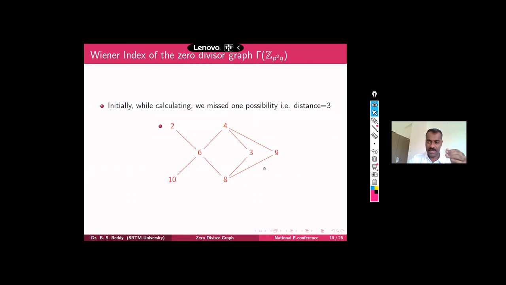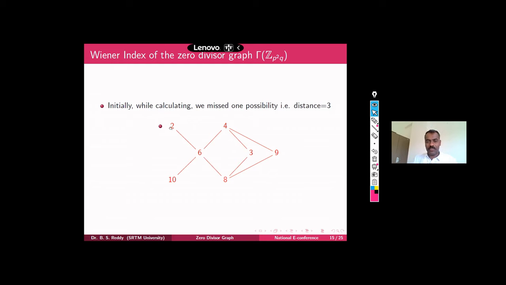If you see this example, yesterday we calculated this Z12, right? This is the zero divisor graph of Z12. Okay. Now, can somebody give two elements whose distance is 3? Two vertices whose distance has to be 3. 2 and 3. Okay. So 2 and 3, 2 and 9, right? These are the two elements, right?